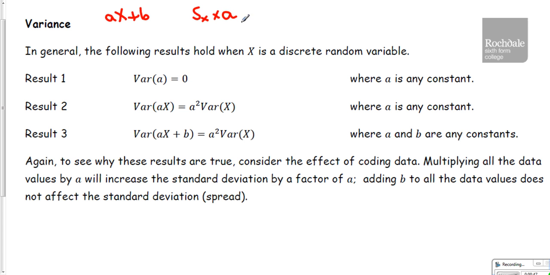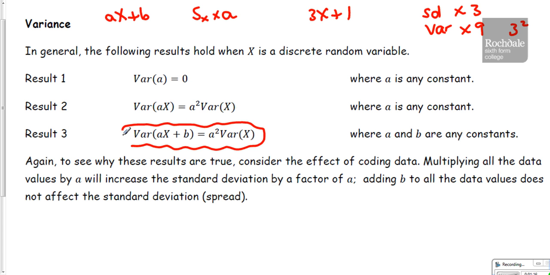So rather than multiplying by a, you would multiply by a squared. So for example, if we had a coding of 3x plus 1, the standard deviation would be 3 times bigger than the original. But because you square the standard deviation to get the variance, it would actually be 9 times bigger, 3 squared. And that's what this result here is telling us. And this is the one to learn.